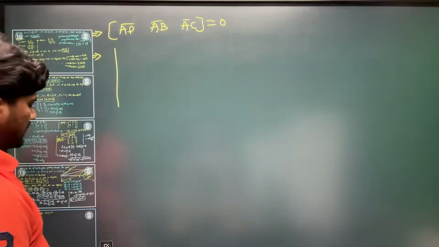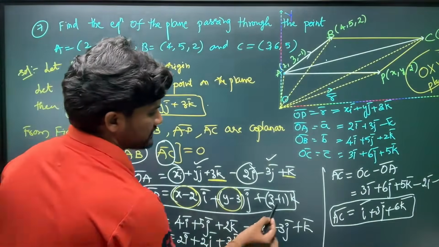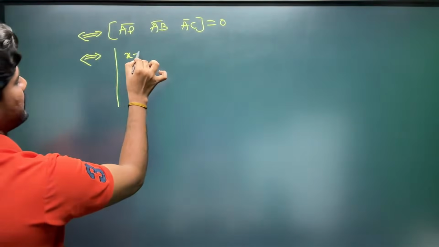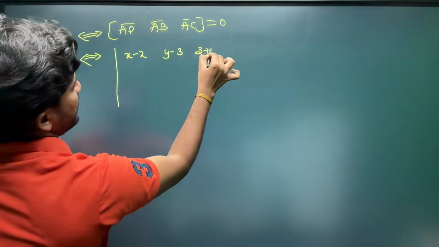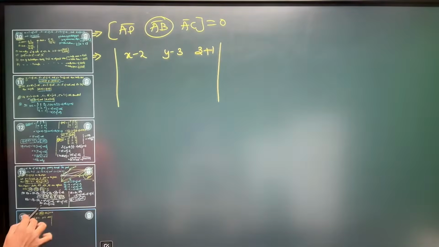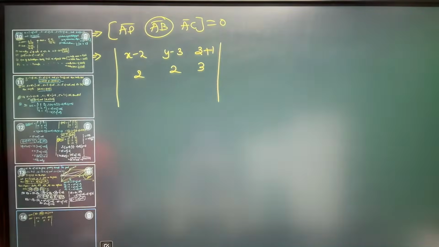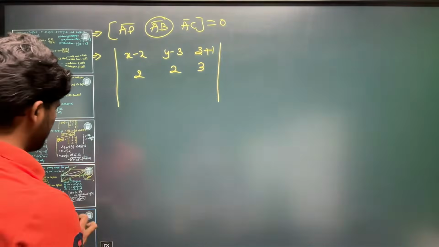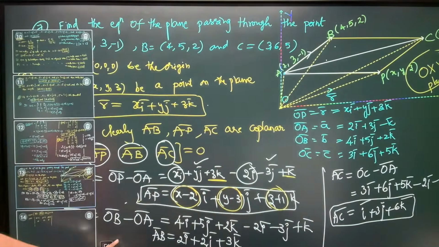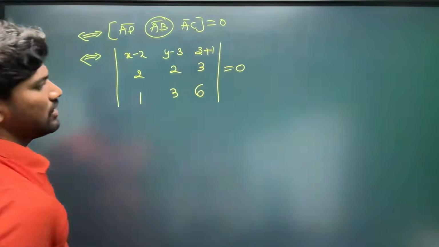AP components, have a look. Components of AP: x minus 2, y minus 3, z plus 1. Write them in the first row. Next, AB bar components: 2, 2, 3. Next, AC bar components: 1, 3, 6. We have to take this equal to 0.